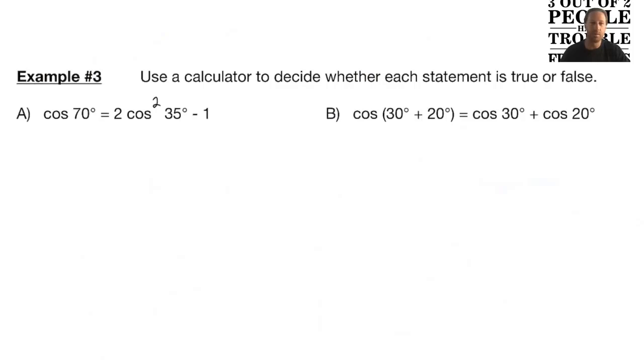Example 3, a little bit more straightforward. They just want us to figure out if it's true or false using our calculator. Now notice on part A here, the cosine of 70 is not something that we know as a reference angle, so we're going to need a calculator approximation. So punching that in our calculator, we get, and then doing it carefully.